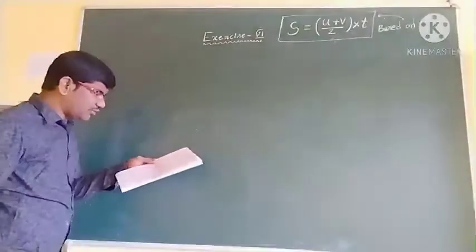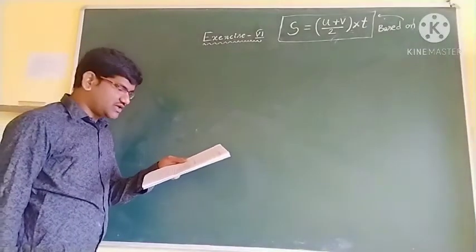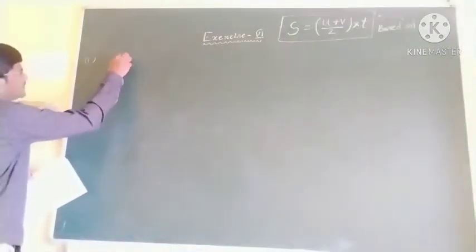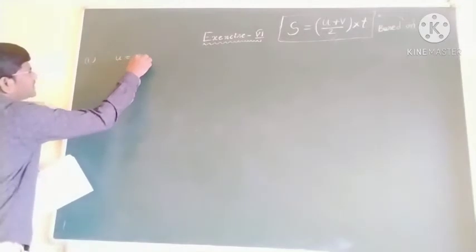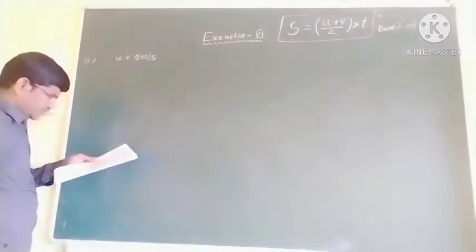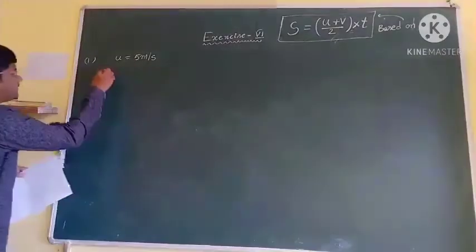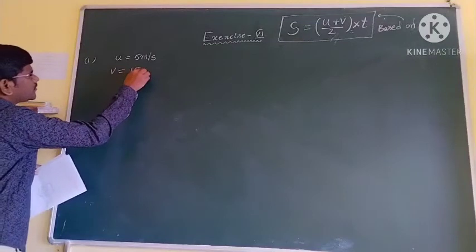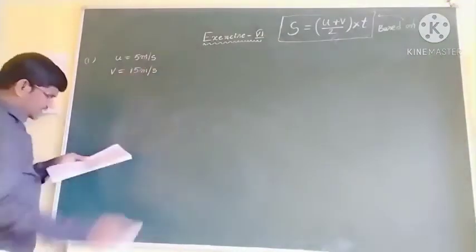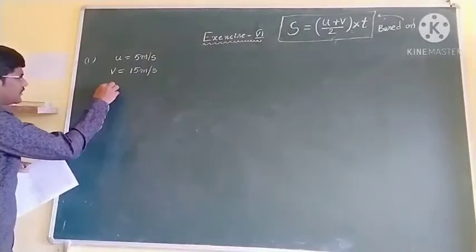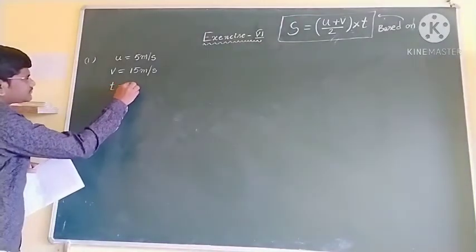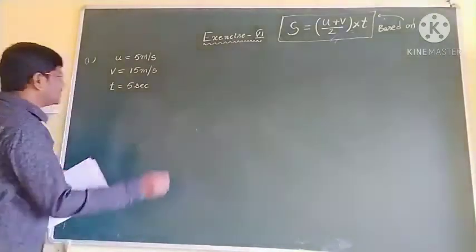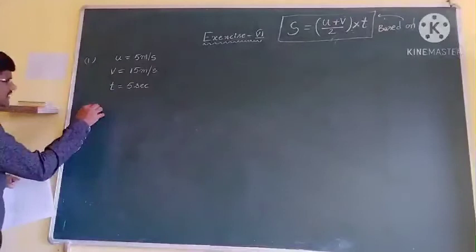The speed of a body moving with a constant acceleration changes from 5 meters per second. So the initial speed is 5 meters per second, and it is changed to 15 meters per second. The final velocity is given as 15 meters per second, in the time t equal to 5 seconds. Students, find the displacement of the body. Now, displacement S is the unknown.